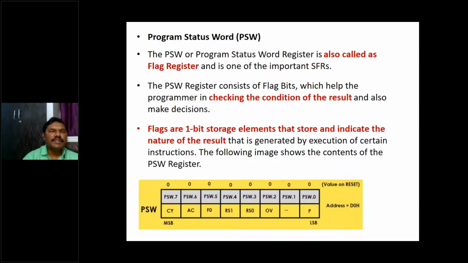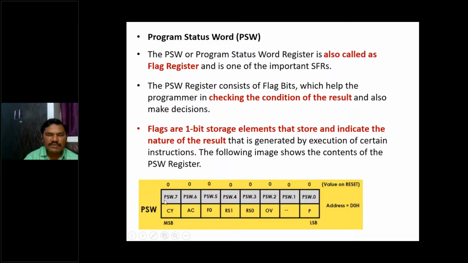And the program status word. The program status word is the same as the flag register of your 8086 microprocessor, right? Whereas in 8086 it is 16-bit, in the case of 8051 it is 8-bit. The program status word register consists of flag bits, which help the programmer in checking the condition of the result and also make decisions. Flags are 1-bit storage elements that indicate the nature of the result generated by execution of certain instructions. So this is the program status word.